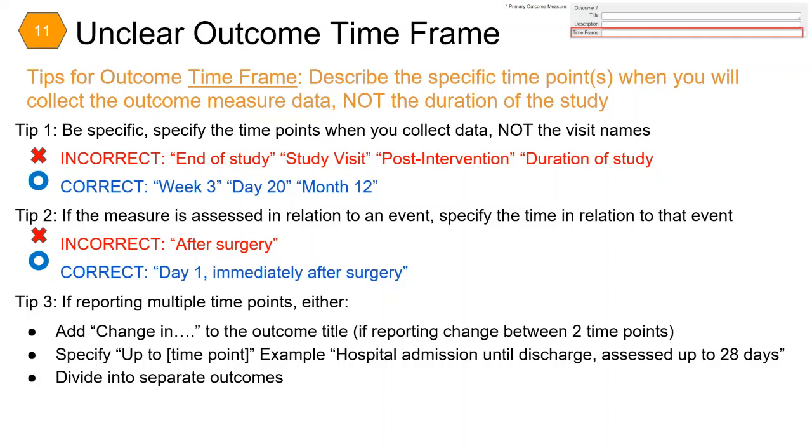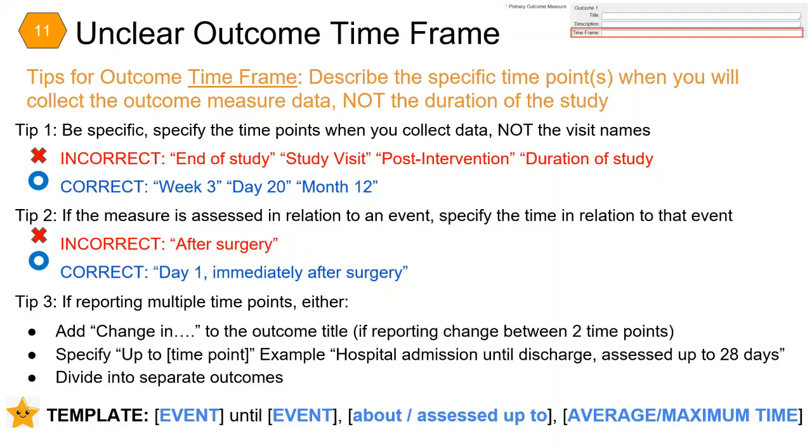For those outcomes assessed over time, such as time-to-event types of outcome using survival analysis, you can say something like hospital admission until discharge, comma, assessed up to 28 days. Otherwise, you would need to divide the outcome and then list the outcome separately with the specific time points.